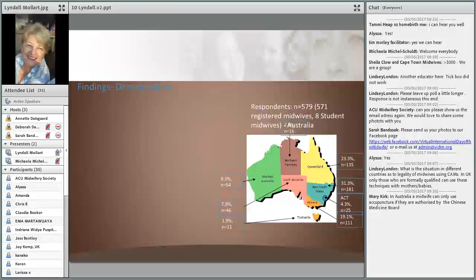We also checked the percentage against the ACM membership, and that was representative, and also against the Australian Registration Board's membership as well. We also looked at the age. And again, that bell curve was representative of the membership, but also the Australian midwifery board.